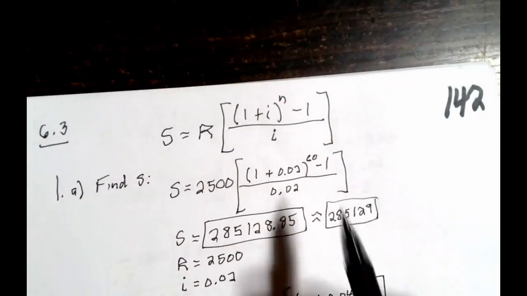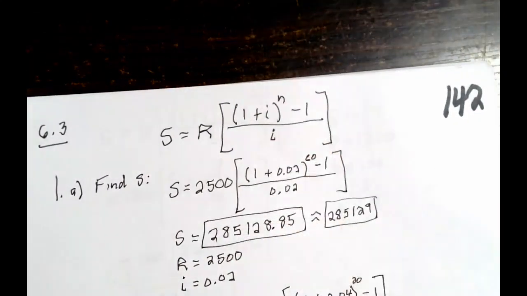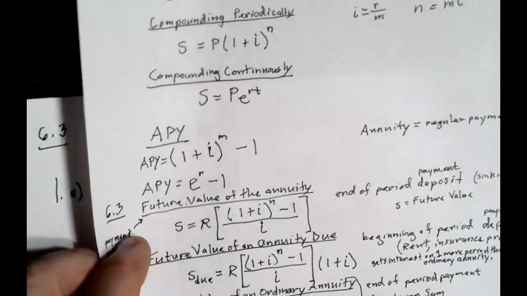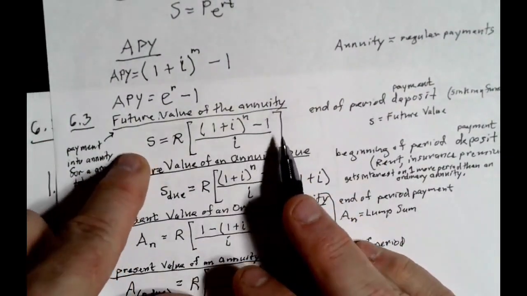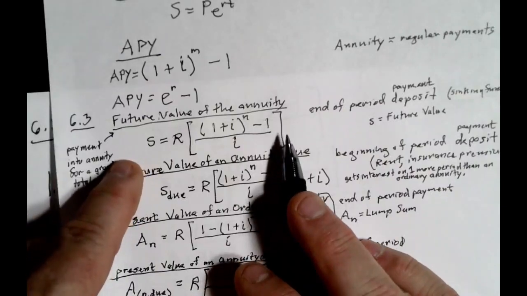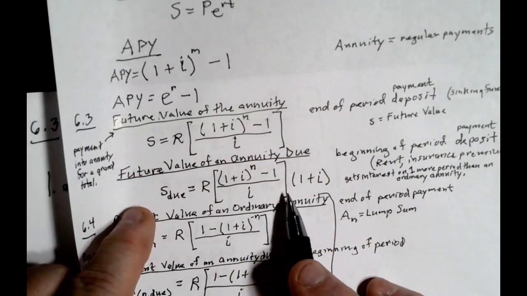Alright, so in 6.3 they talk about annuities. They talk about the future value of an annuity and the future value of an annuity due. The difference between these two is when the payment is made. An ordinary annuity like this one, the payment is made at the end of the month or week or year, whatever your payment is. This one, annuity due, the payment is made at the beginning.